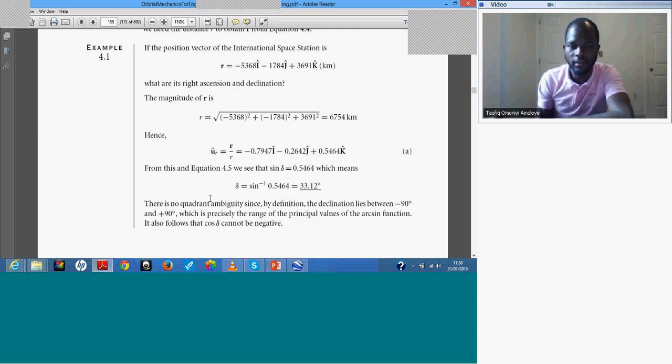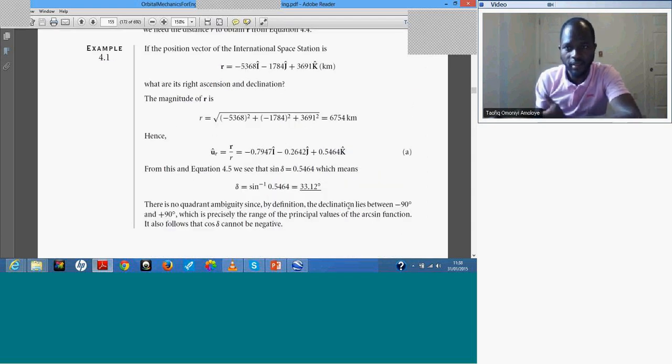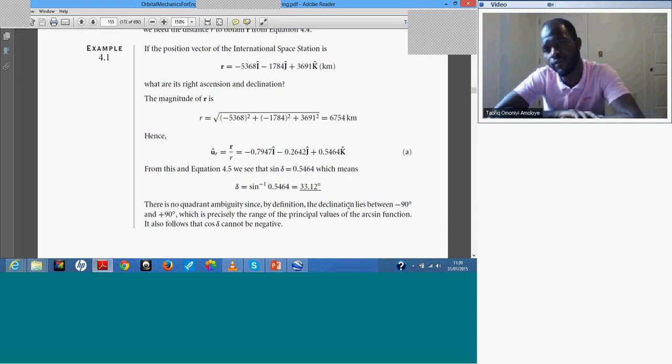There's no quadrant ambiguity, since by definition the declination lies between -90 degrees and +90 degrees, which is precisely the range of the principal values of the arc sine function. It follows that cos delta cannot be negative. In the range of 90 to -90 degrees, cos delta is always going to be positive.